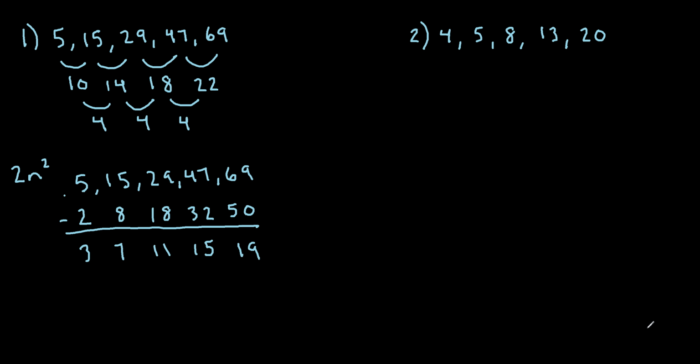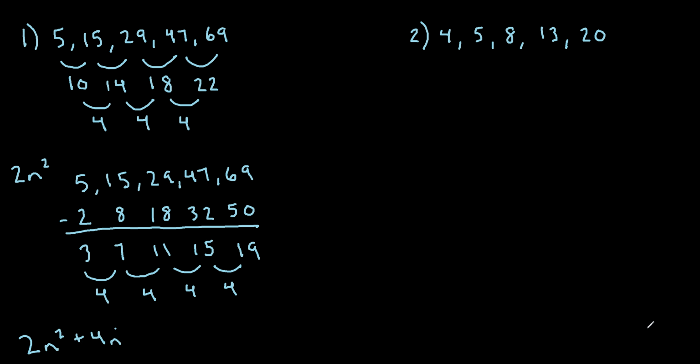Now, the linear term in our equation is going to be whatever the common difference is between these numbers. So to go from 3 to 7, you'd have to add 4. From 7 to 11, you'd have to add 4 again. From 11 to 15, add 4 again. And from 15 to 19, you'd add 4 again. So in our final equation, we would have 2n squared plus 4n.